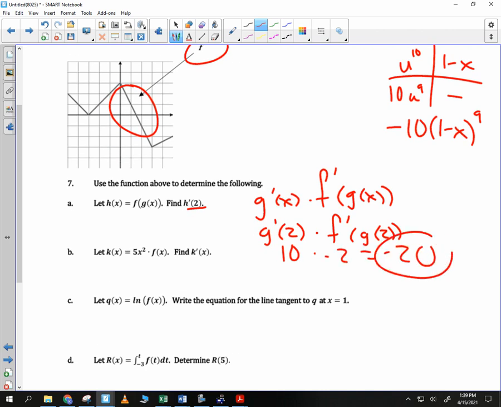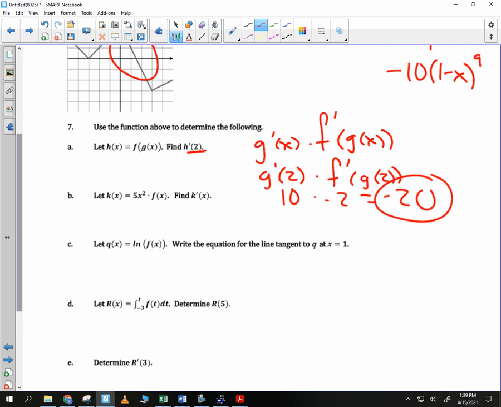It says let k of x equal 5x squared times f of x. Find k prime. If I want to find this derivative, what rule do I have to use there?